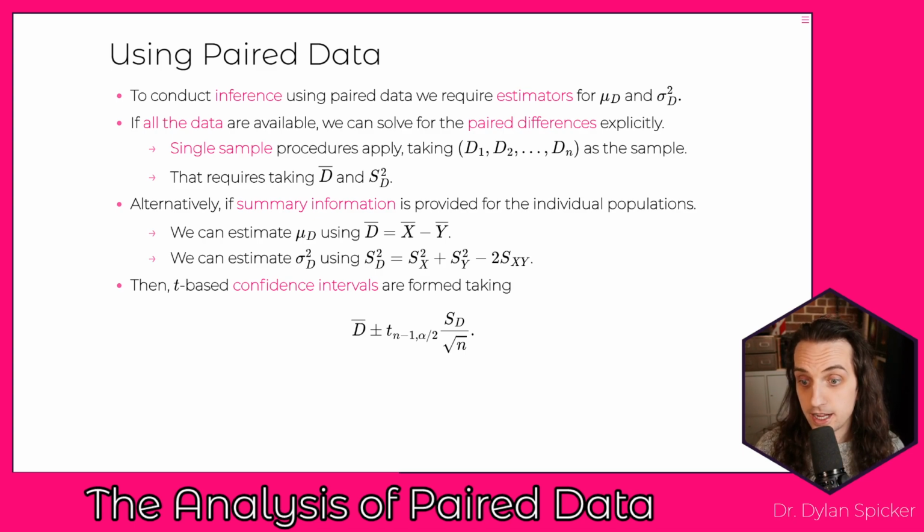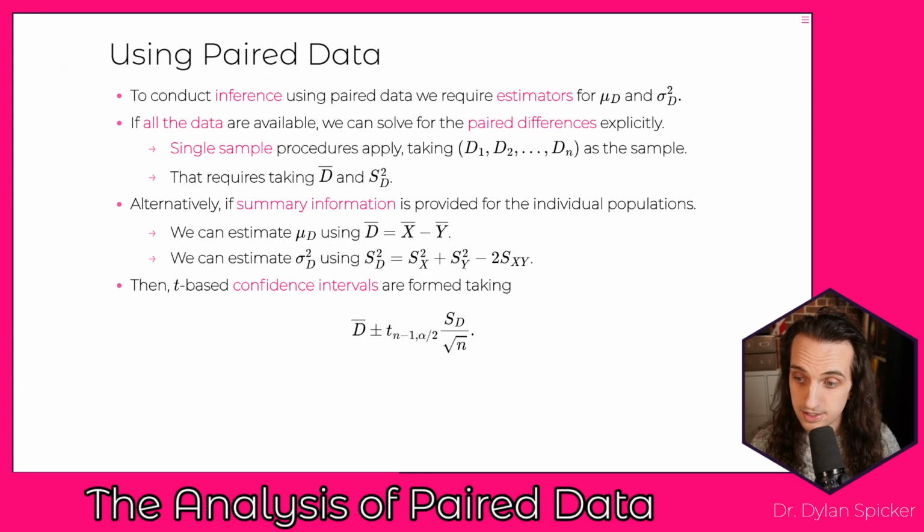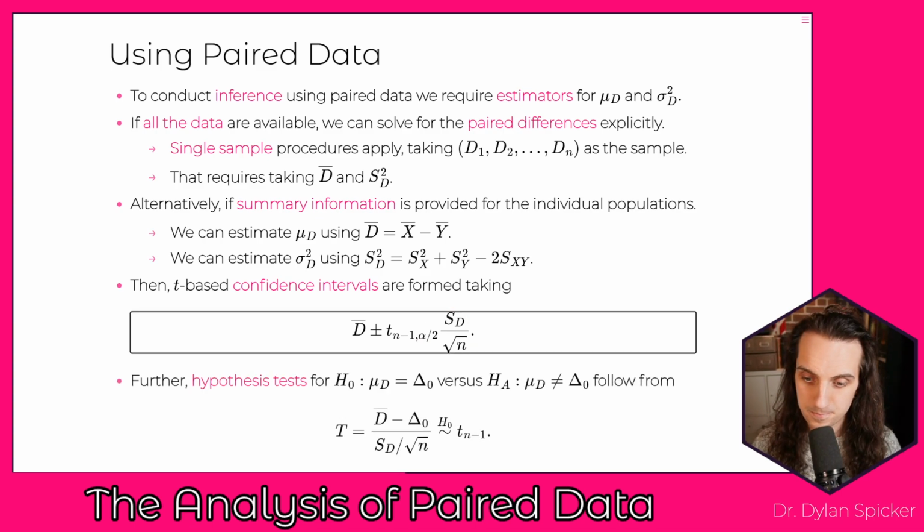If we want to find a confidence interval, right, so a 100 times 1 minus alpha percent confidence interval, this is going to take on the standard form of our t-based confidence interval here. So we'll take our d bar plus or minus our critical value, that's coming from the Tn-1 distribution at the level of alpha over 2, and then we take SD divided by the square root of n. So that's our standard error estimate there.